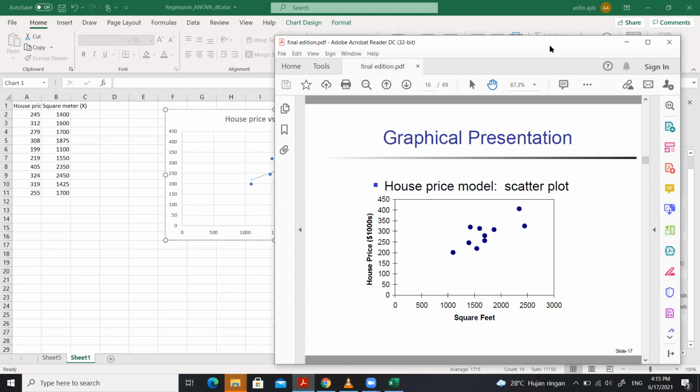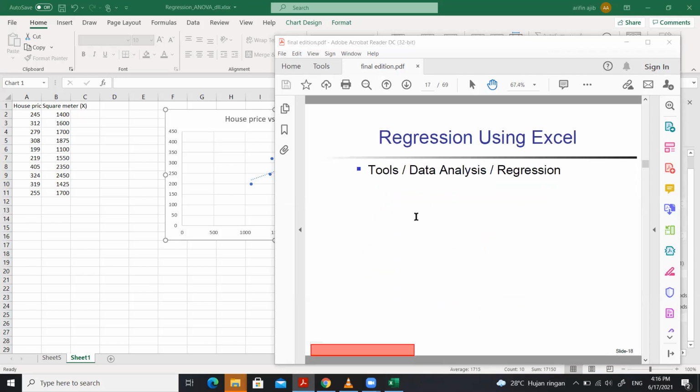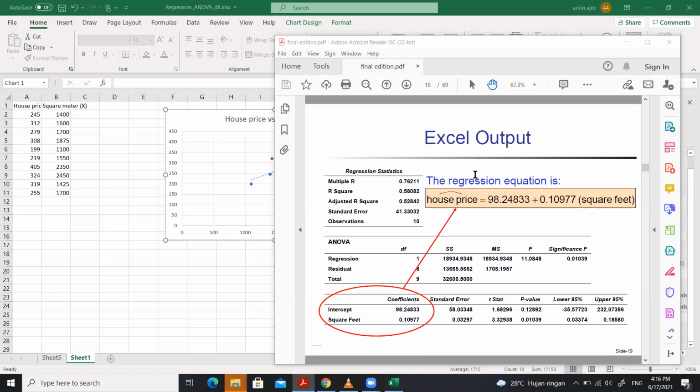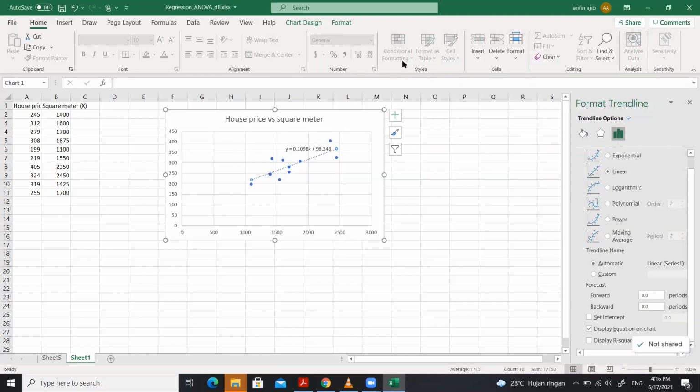Okay, and then what happened? Using regression tools, in this case we want to compute regression using Excel. This you can see in my PDF. You can see this is the layout, the Excel output for computing the regressions. Also, we will conduct it in this Excel.